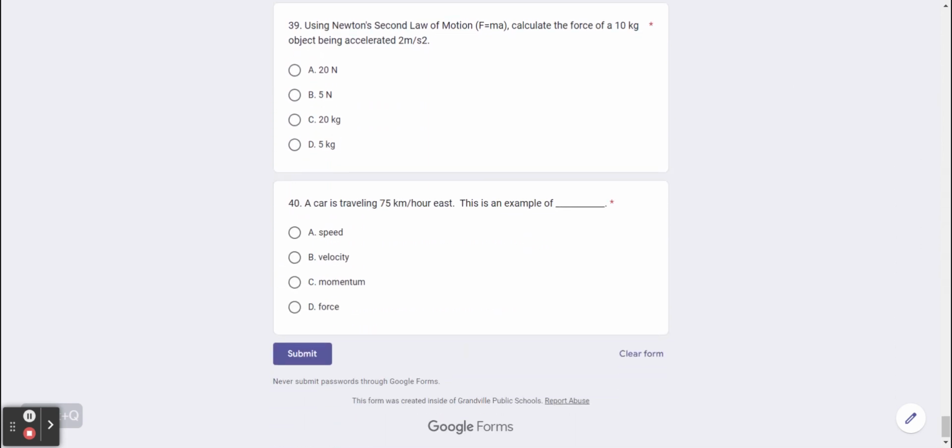39. Using Newton's second law of motion, force equals mass times acceleration, calculate the force of a 10 kilogram object being accelerated 2 meters per second squared. A, 20 newtons. B, 5 newtons. C, 20 kilograms. D, 5 kilograms. And finally, number 40. A car is traveling 75 kilometers per hour east. This is an example of A, speed, B, velocity, C, momentum, D, force.